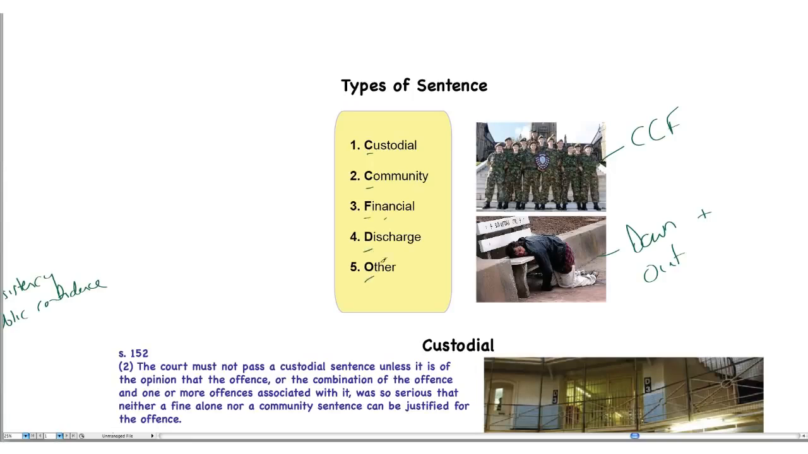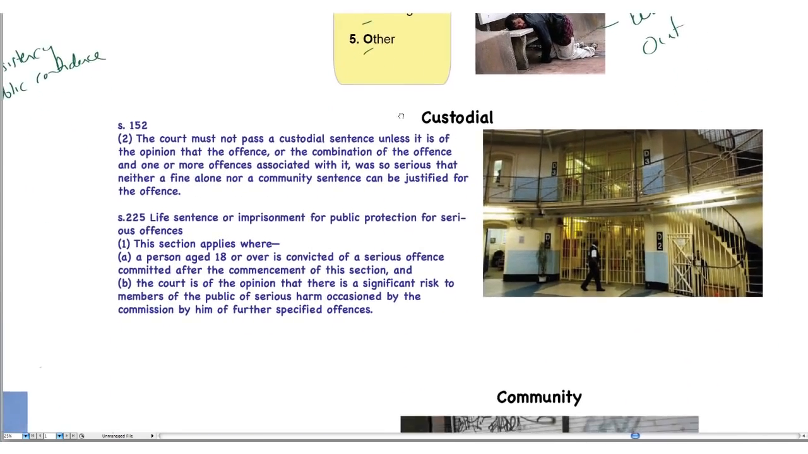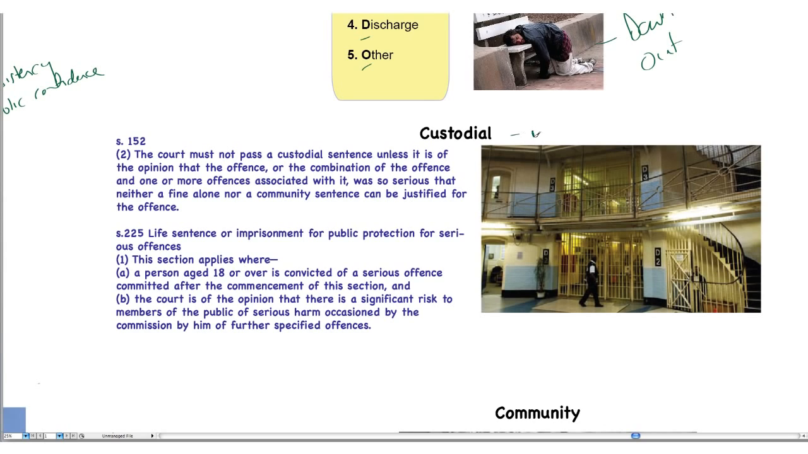CCF, down and out. There are custodial sentences, there are community sentences, there are financial sentences, there is a complete discharge, and there are other sentences. A custodial sentence is quite obviously one that looks at prison. It's incarceration. And the key piece of legislation here is section 152 of the Criminal Justice Act 2003. I introduced you to that on the other side of the video page.